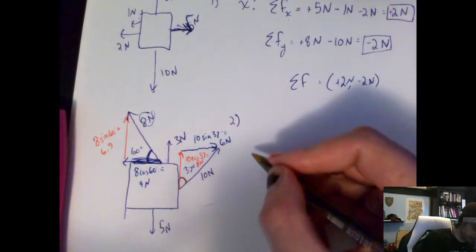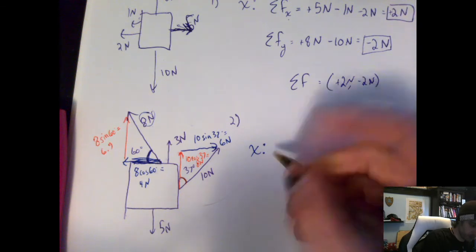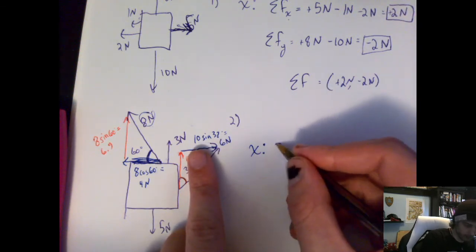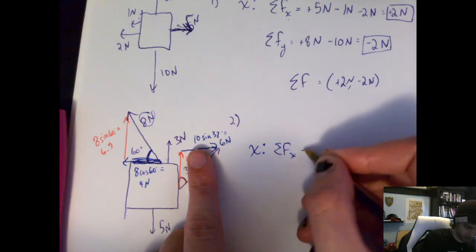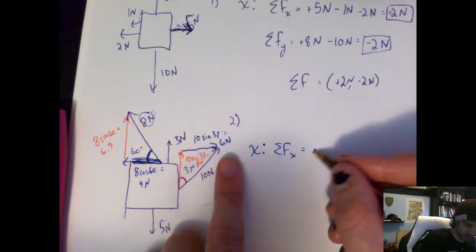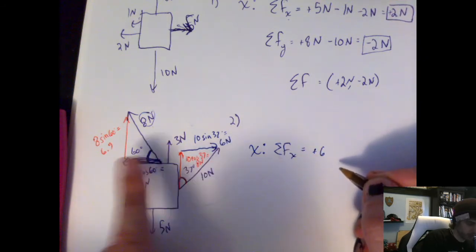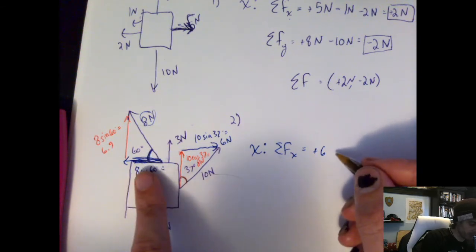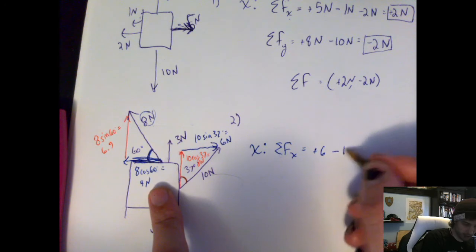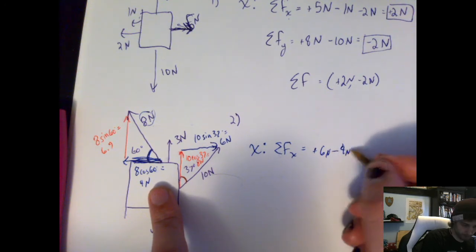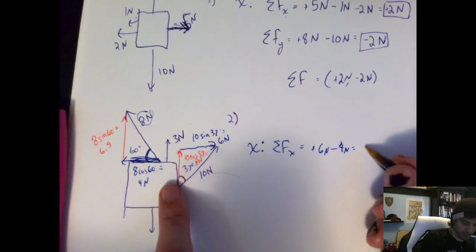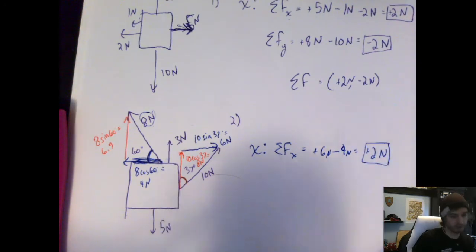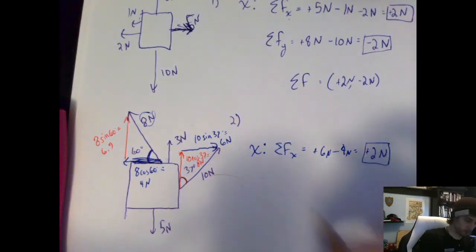So in the x direction, we'll have our plus 6 going to the right. From our 10 Newton vector, we'll have a minus 4 going to the left from our 8 Newton vector, and that'll give us plus 2 newtons as our net force in the x direction.